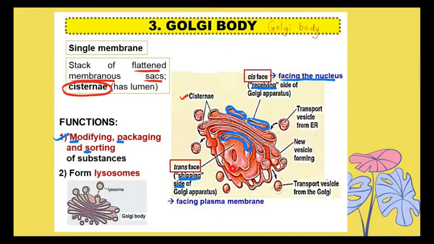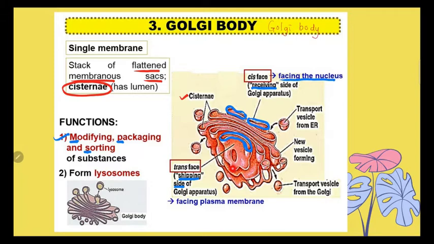So how to memorize these 3 functions, this process? You can imagine that the Golgi body is like a factory, kilang, where the Golgi body will receive substances or protein from rough ER, and the protein is like bahan mentah, the raw material. The material is modified, packaged, and sorted, all occurring in a factory. That factory is like the Golgi body. First, when it receives the substances, it will modify. After modify, it will package. After package, it will sort the substances.